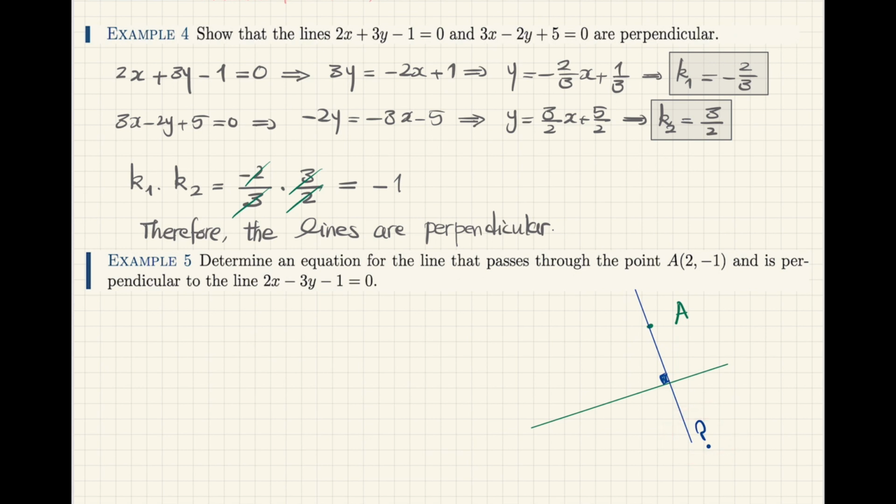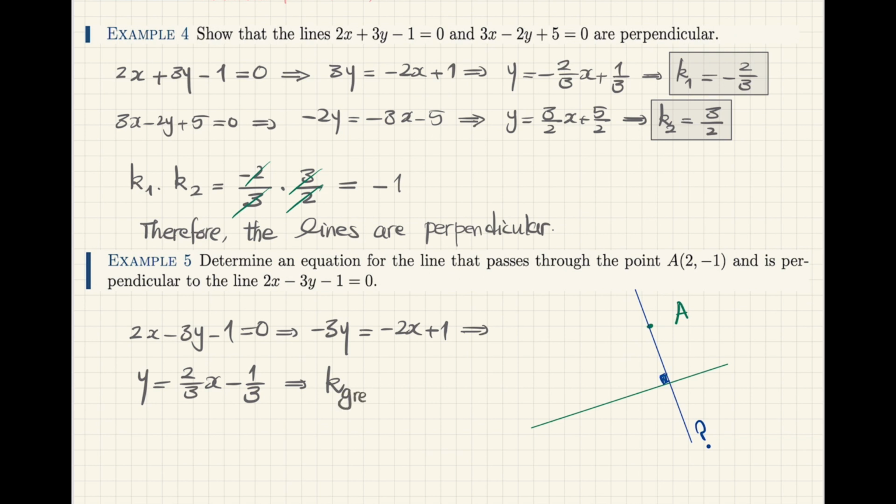So let us just do it. 2x minus 3y minus 1 is equal to 0. I will keep this one, move the other ones to the right, and then divide by minus 3. So it becomes 2/3 x minus 1/3. So the k value of the green line, for example, let me write g for green, is equal to minus 1/3. Yes?